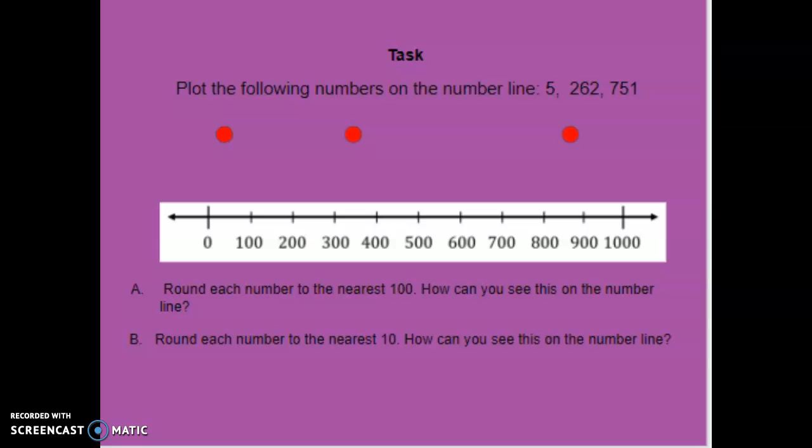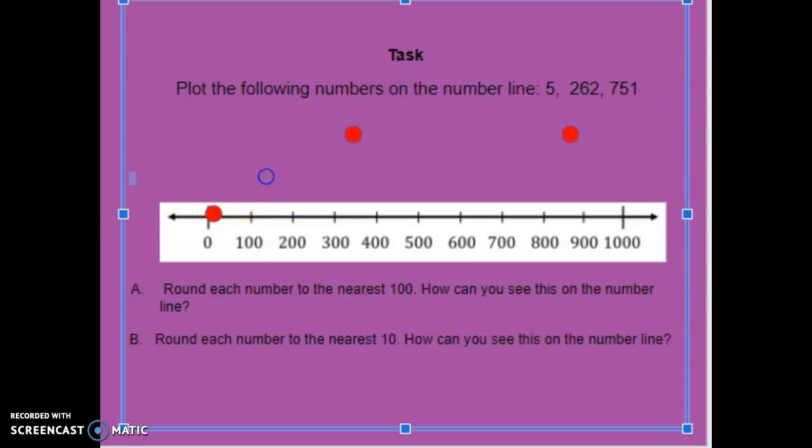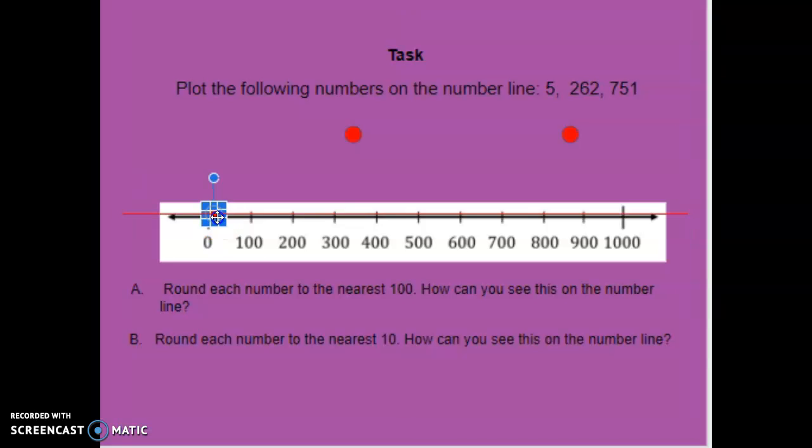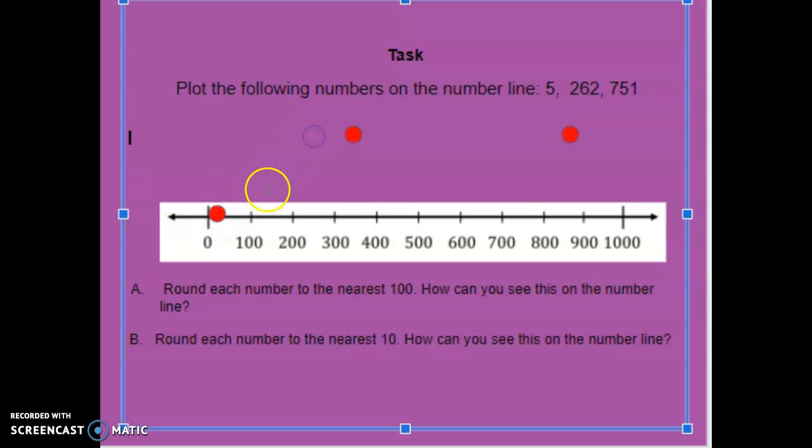We're going to do this one more time, but we're going to compare it now to rounding to the nearest 10. I want to know how these comparisons work and which one's going to give us the better estimate, rounding to the nearest 100 or rounding to the nearest 10. In this case, we have a 5, and if we put it on this number line, it's going to be really, really close to 0. Not necessarily right on it, but close, because it's between 0 and 100.